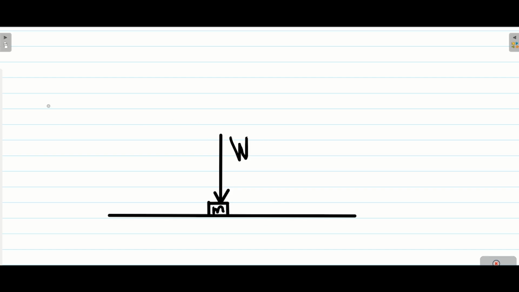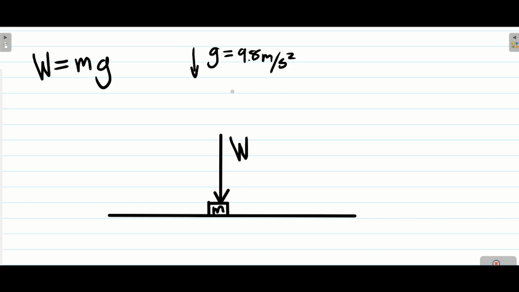So this force, W, its magnitude can be calculated by taking the mass of the object and multiplying it by the gravitational pull. So the weight that is felt on a surface or felt by any object that has a mass is multiplied by the gravitational acceleration, which we know as 9.8 meters per second squared downwards towards the Earth's surface.